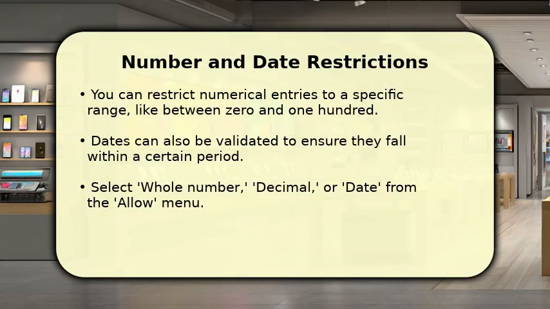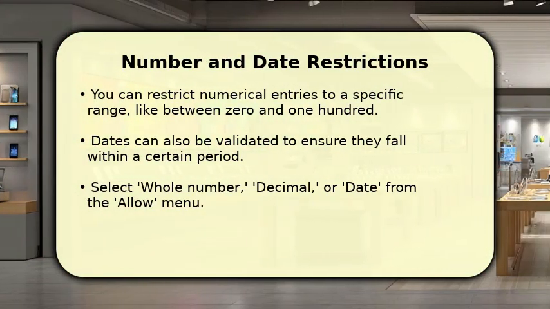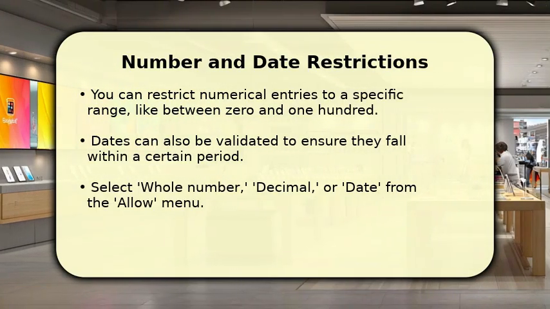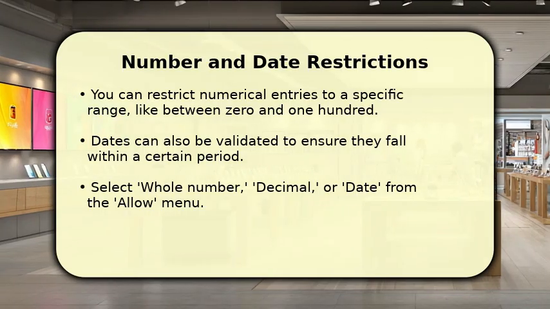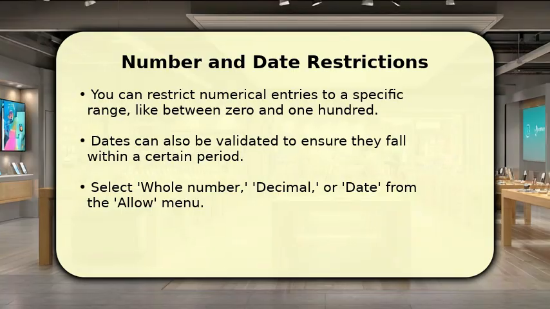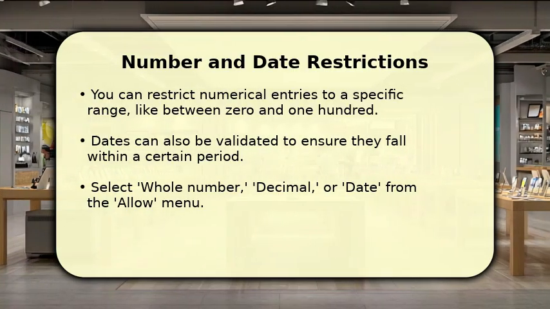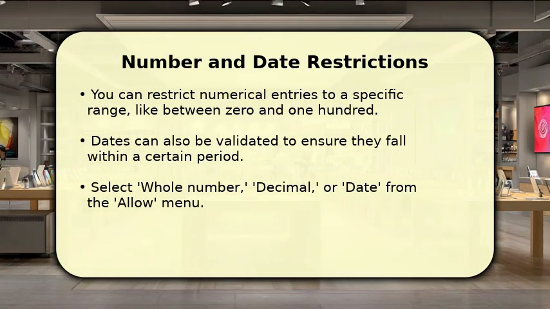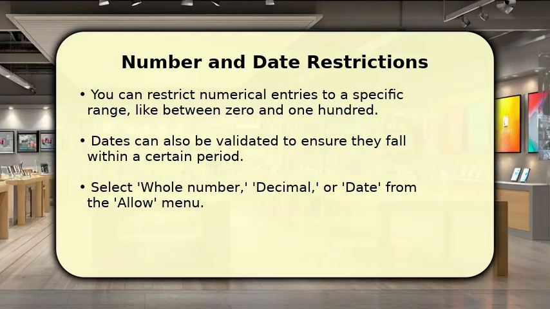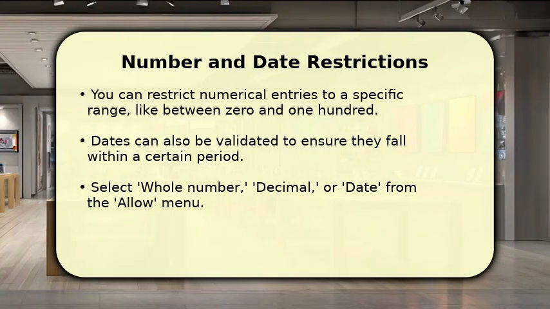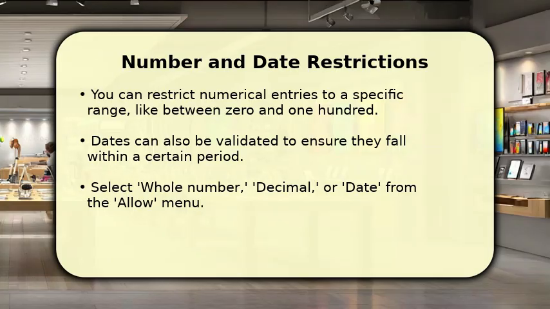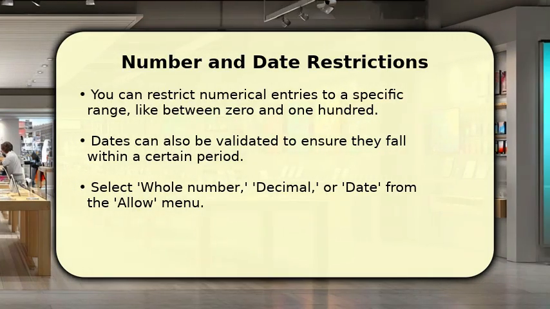Beyond lists, data validation effectively restricts numbers and dates, preventing common entry mistakes. For instance, if you require a numerical entry to be between 1 and 100, you would select whole number from the Allow menu. Then, you define minimum as 1 and maximum as 100. Similarly, for dates, you can ensure entries fall within a specific month or year by setting a start and end date. This simple step saves considerable time by catching errors before they become embedded in your data.